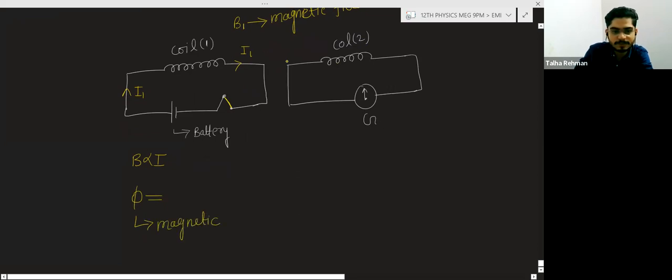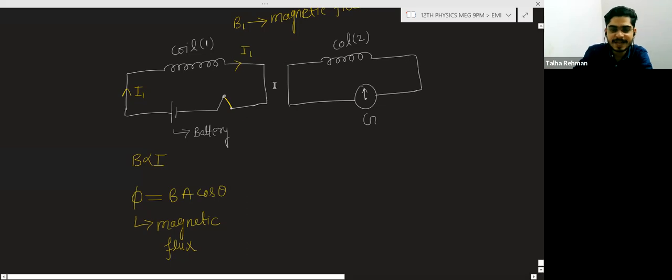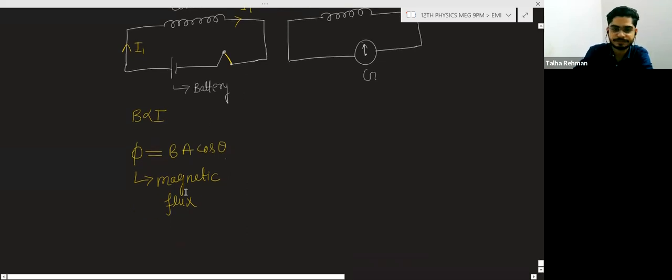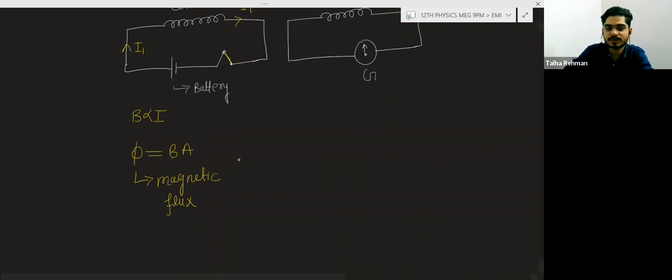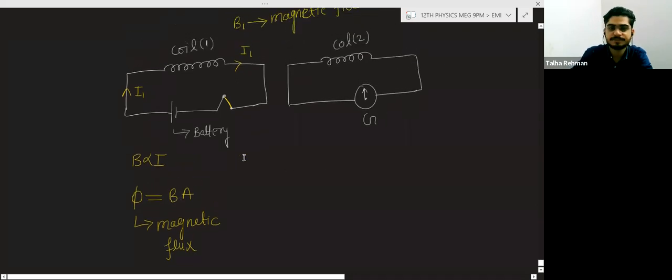First write what is phi. Phi is magnetic flux. Magnetic flux is given by the magnetic field into area into cos theta. Theta is the angle between the magnetic field and the area vector. If your cos theta is maximum, you can remove it, because cos theta maximum means cos 0, and cos 0 is equal to 1. So your flux is basically magnetic field into area.